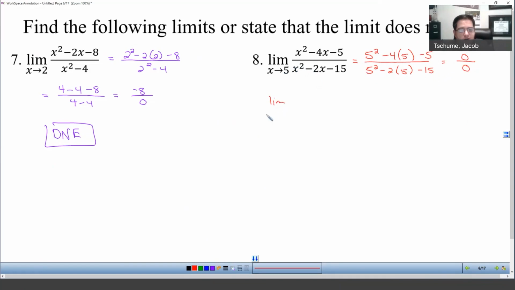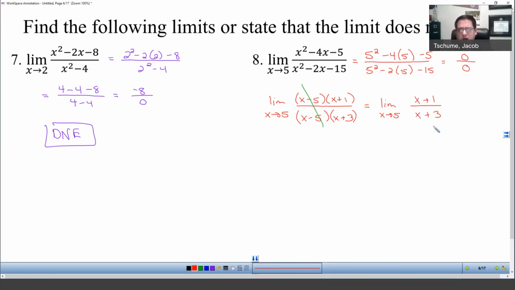So what I'm going to do is rewrite my problem. The limit as x approaches 5, and I'm going to try to factor the top and the bottom. This is why we reviewed factoring a little bit earlier. If you factor the top, that becomes x minus 5 times x plus 1. If you factor the bottom, that's going to be x minus 5 times x plus 3. And what you'll notice is that those two terms share an x minus 5 in common. So those would cancel, and you have a new problem to work. This is the limit as x approaches 5 of x plus 1 over x plus 3.